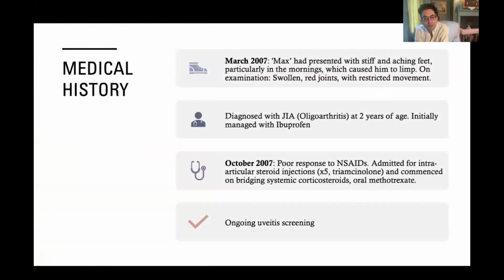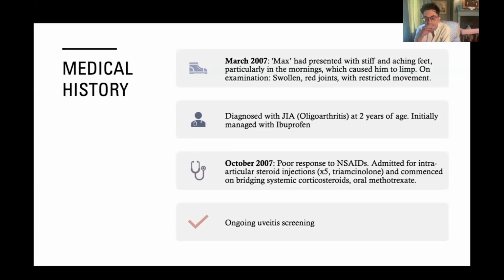So Max, as we will call him for the talk, presented in March 2007 in A&E, followed by rheumatology, with essentially stiff and aching joints, particularly in the ankles, very much in the mornings, causing him to limp. He had swollen red joints with restricted movement. He was diagnosed with JIA oligoarthritis when he was 2, and initially managed with NSAIDs. By October, poor response to those, and he was admitted for intra-articular steroid injections ×5 and started on systemic corticosteroids with addition of oral methotrexate.